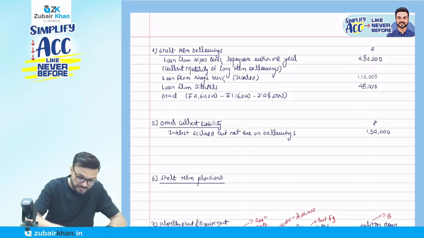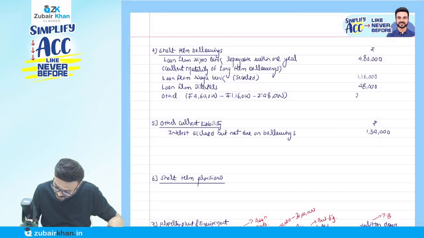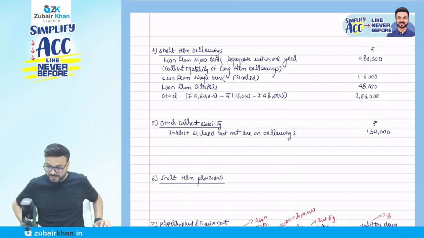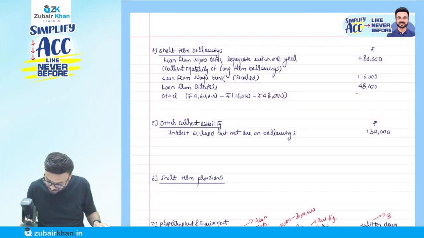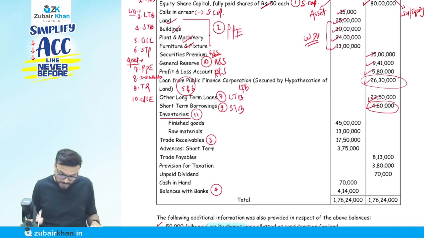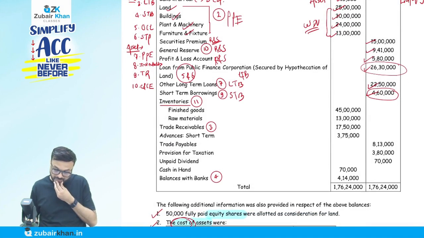Okay, so 4,60,000 minus 1,16,000 minus 48,000. That is coming 2,96,000. So write it down here, 2,96,000. How much is the total here? 2,96,000. Write down there 2,96,000. Okay, 2,96,000. Simple.